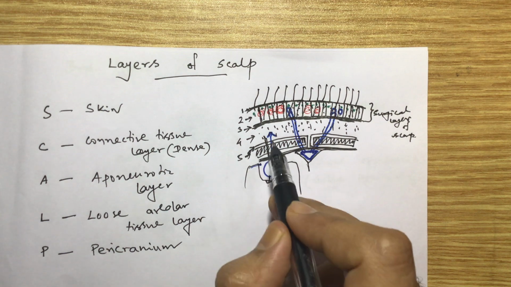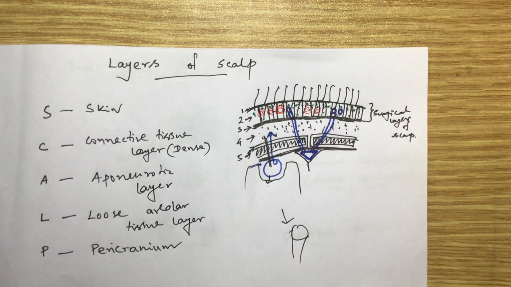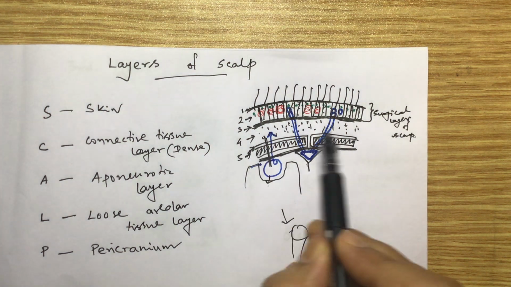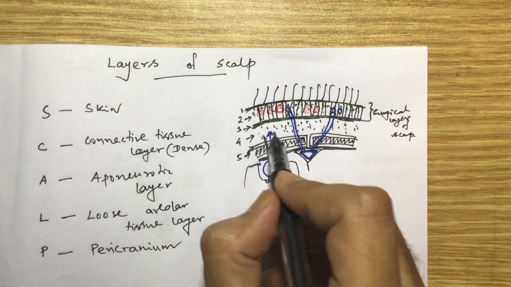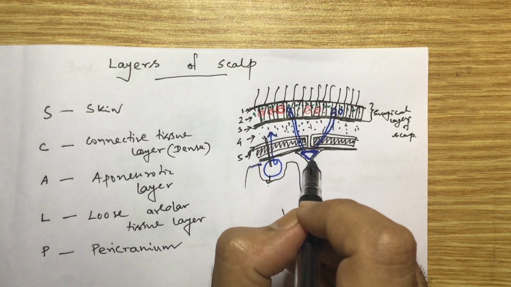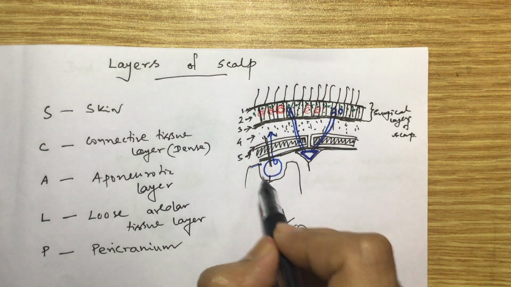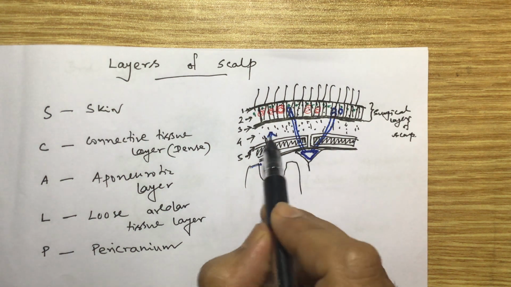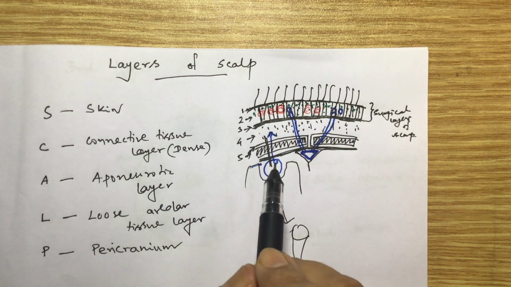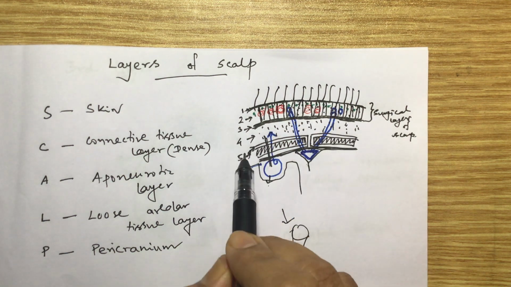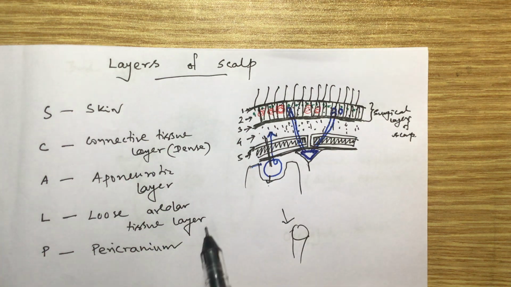Here the fourth layer acts as a safety valve because it can accumulate a large amount of blood. At least it can prevent that compression. Here it acts as a safety valve because it has a potential space here. That is the fourth layer.